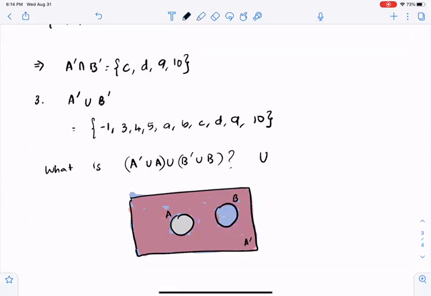So B complement. And I want to put them all together. Well, which would mean I'm picking that part, that part, that part, putting them all together, ignoring duplication. Well, if you combine them all together, what do we get? We get the full universal set.